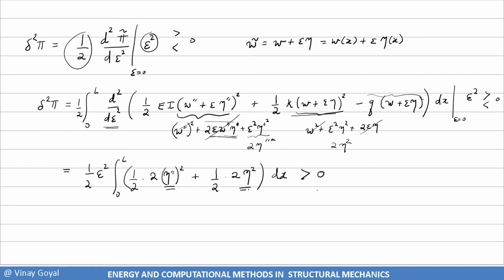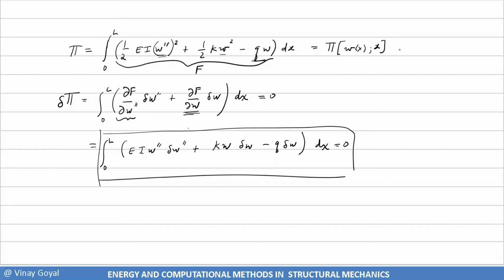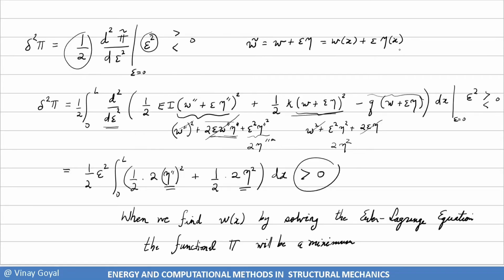And so that's, therefore, when we find W of x by solving the Euler-Lagrange equation, the functional pi will be a minimum. And I know that because of this. We show that by finding W, you minimize pi because this is greater than 0. So very, very good. We made great progress.